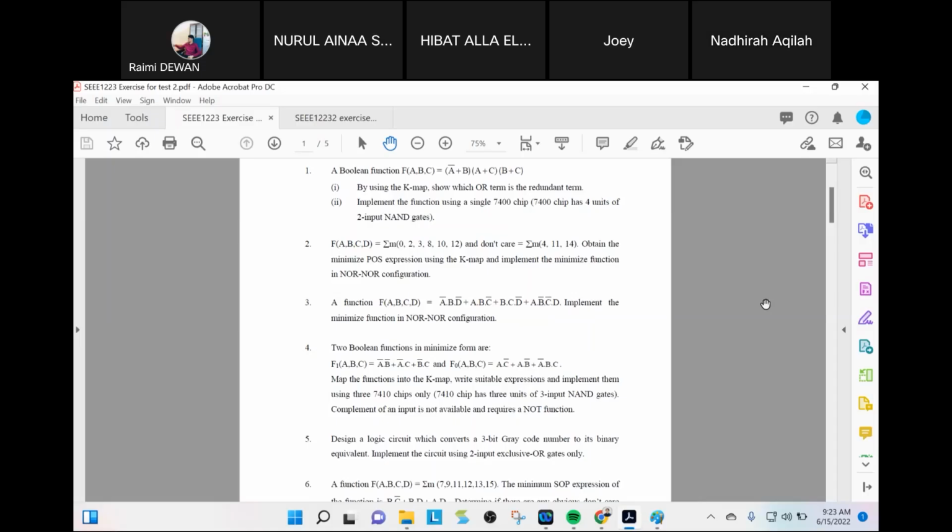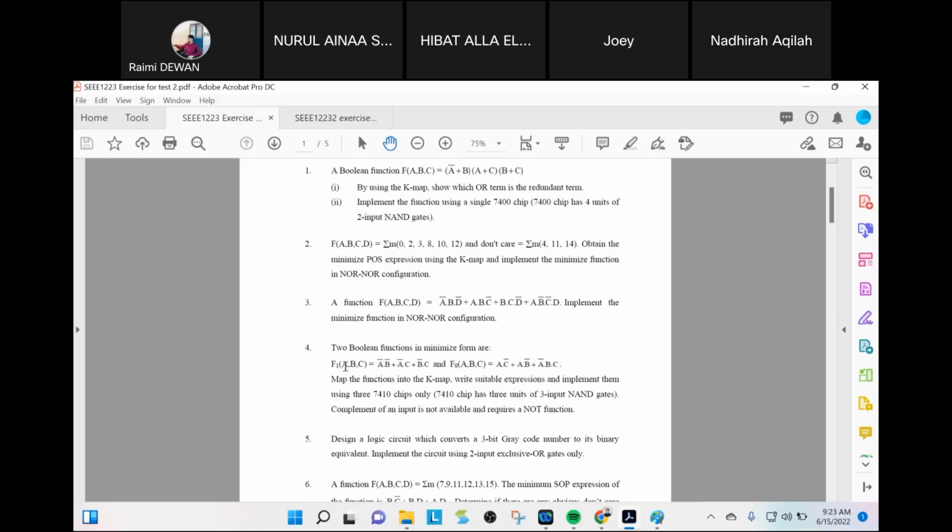Question number 4, two Boolean function in minimized form. So this one doesn't mean it's a min term or max term. In terms of this, it doesn't mean it is a min term or max term. Minimized form means it is in the simplest form. Okay, you can see it is in the simplest form.